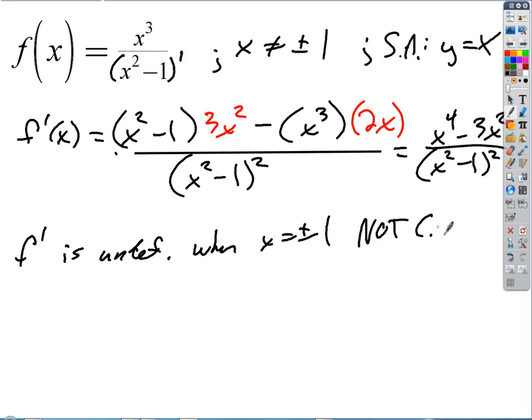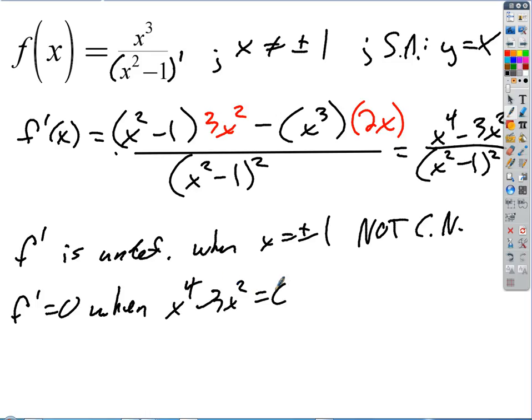Not critical numbers. Where would we have critical numbers? I mean, you have to maybe solve the equation, but zeros. Okay, so f prime equals 0 when the numerator equals 0. x to the fourth minus 3x squared equals 0. Now, how are we going to solve that?